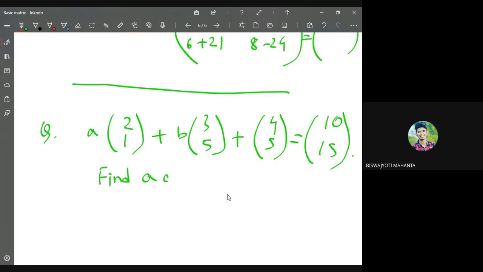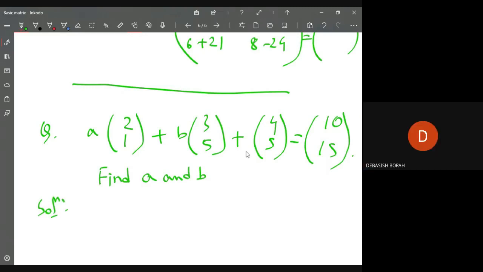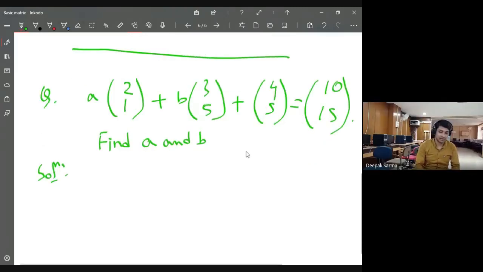Yes. Find A and B. Find A and B. Can you find it? Yes, sir. So if I compute the left hand side, what do you get after all the calculation? If you don't understand, tell me.